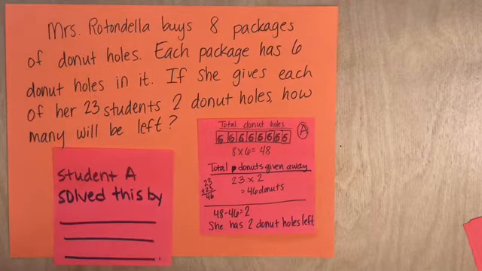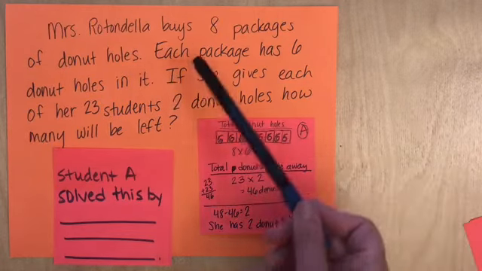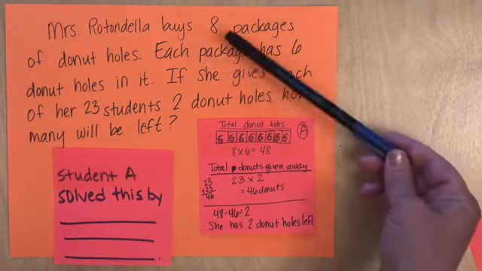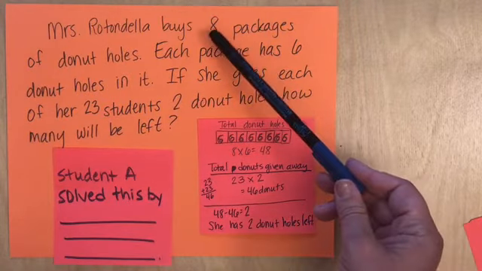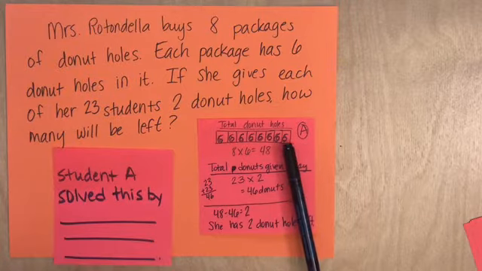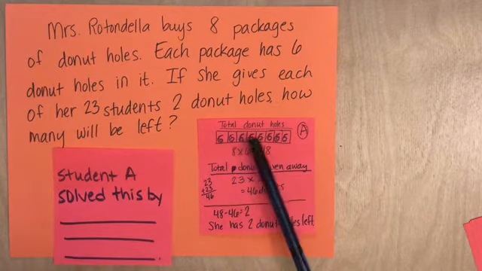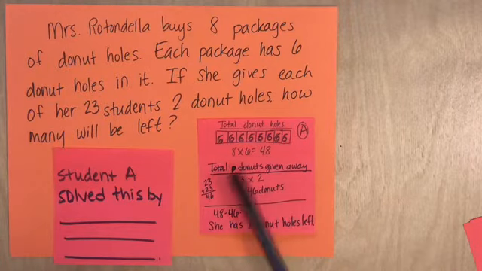Let's talk about it. So first I see that student A solved this by first they decided how many donuts there were altogether to begin with. So they knew that they had 8 packages of 6. So it looks like they made a tape diagram with 8 packages, and then they put 6 donut holes in each package. And then they multiplied it. 8 times 6 is 48. So it looks like they started there.